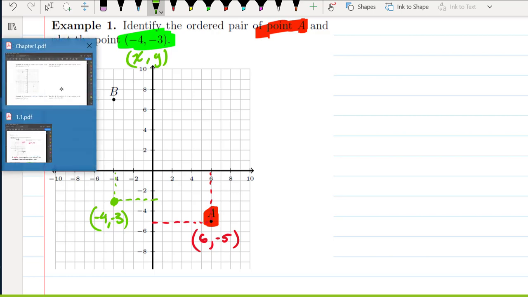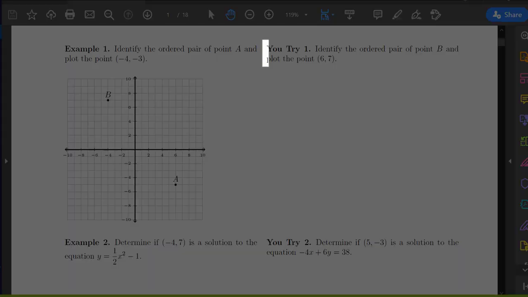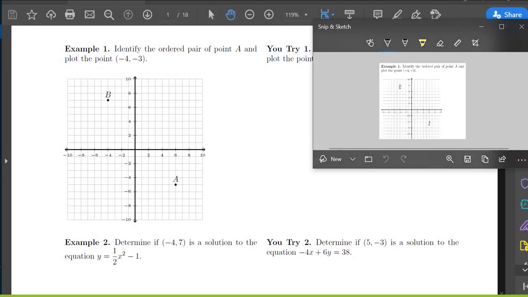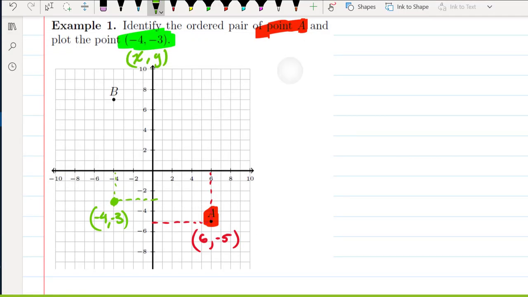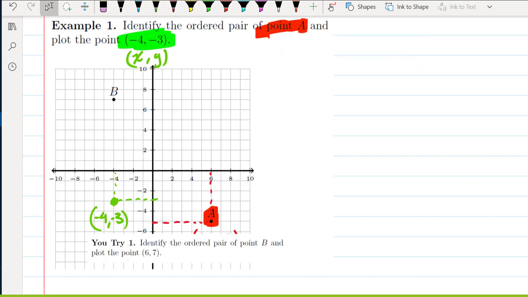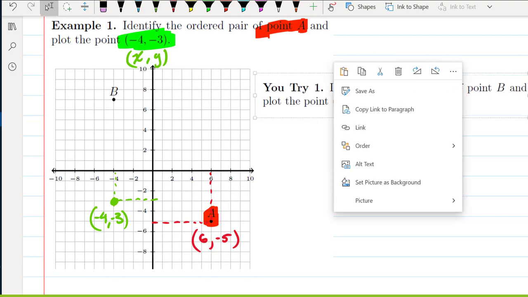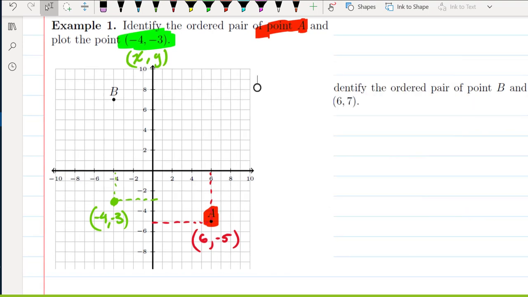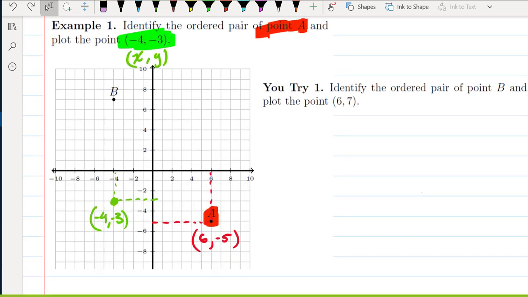The next part is actually for you guys. On that same graph, it wants you to do the same thing. Go ahead and identify and plot the following point. Identify the ordered pair of point B, and then plot the point 6, 7.